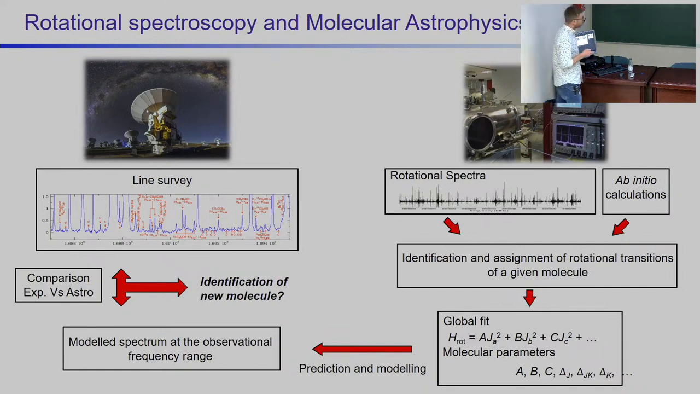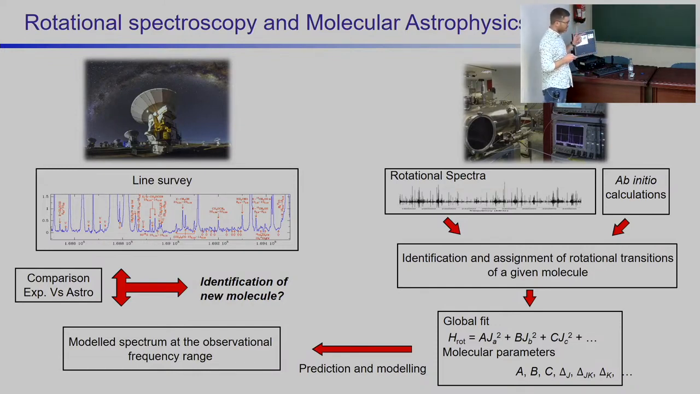We can obtain this information by doing rotational spectroscopy experiments in the laboratory, where we can obtain the rotational spectrum of a single molecule. Then, with the help of quantum chemical calculations, we can identify and assign every single line, every rotational transition. After the analysis with a Hamiltonian, we can derive the molecular parameters of the molecule that we are observing. These parameters are the rotational constants, the centrifugal distortion constants, and also hyperfine constants, depending on the molecule that we are considering.